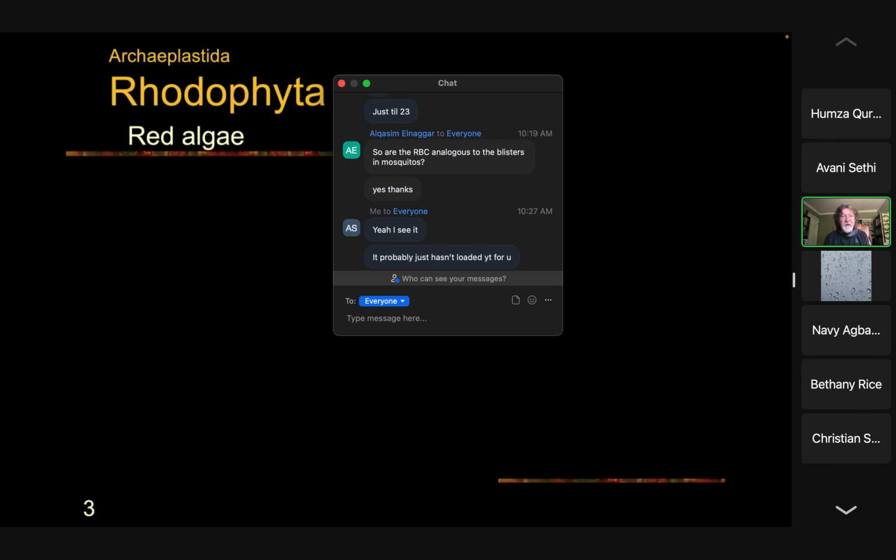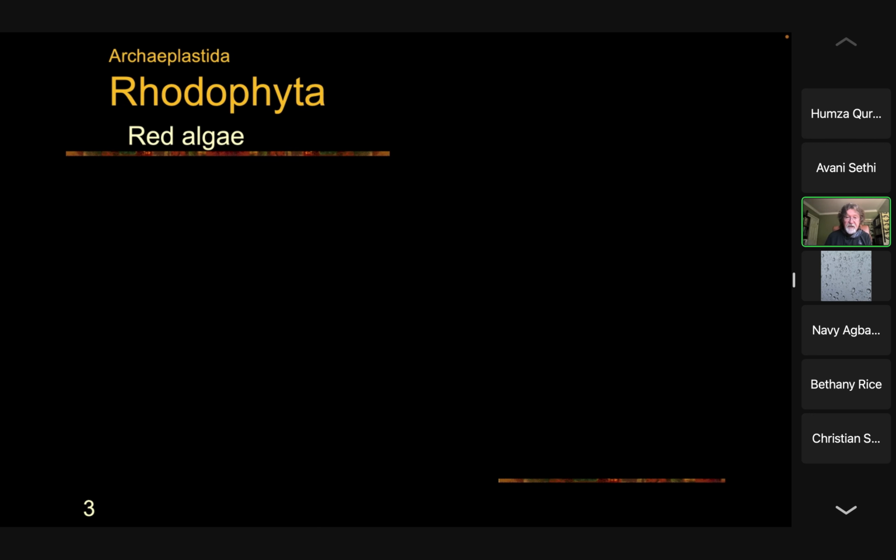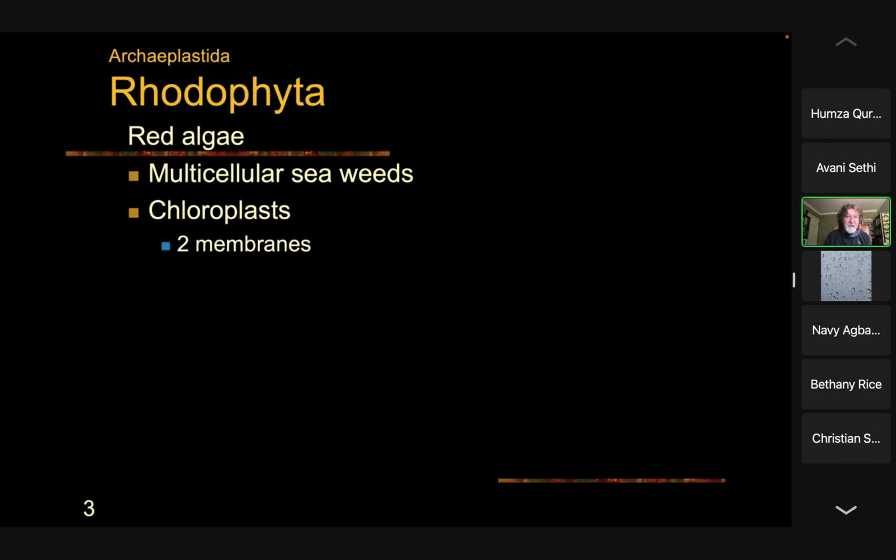So for this group called rhodophyta, we have fossils going back about, I believe, 1.3 or 1.5 billion years. Some very early multicellular organisms happen to be red algae in the fossil record. They're mostly multicellular, and there are some that happen to be unicellular as well. In the past, some of the fossils looked unicellular, but nonetheless, they have chloroplasts.